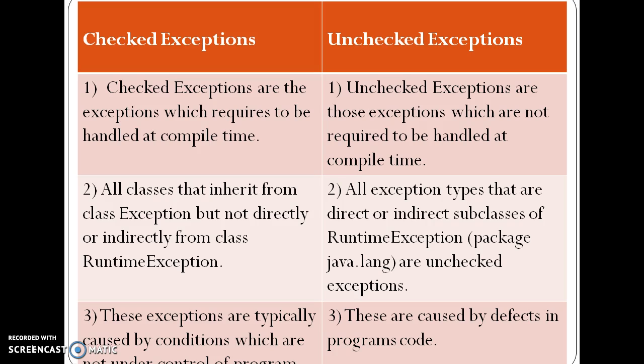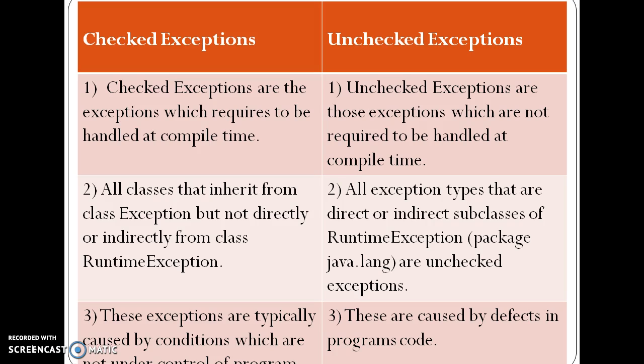The third important difference is why checked or unchecked exceptions occur. Checked exceptions are typically caused by conditions which are not under the control of the program. For example, FileNotFoundException: you are trying to write some data to a file and assume the file is there, but it is not in that particular location. To handle those kinds of exceptions, the compiler forces us to handle the exception by using a try catch block or throws.